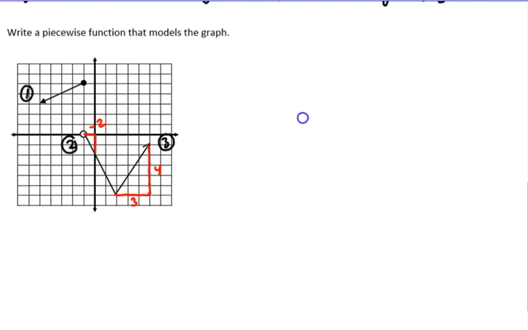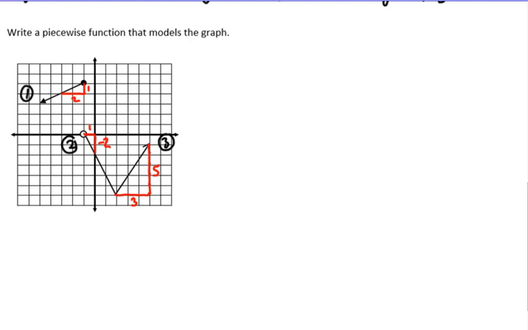Wait, 1, 2, 3, 4, 5. That's 5, not 4. Over 3 and up 5. So this has a slope of 5/3. This has a slope of -2. What does this have a slope of? If I go over 2 and up 1, this has a slope of 1/2. Okay, so this has a slope of 1/2, and then this would be -2 as we move from left to right. This has a slope of 1/2. This has a slope of 5/3.